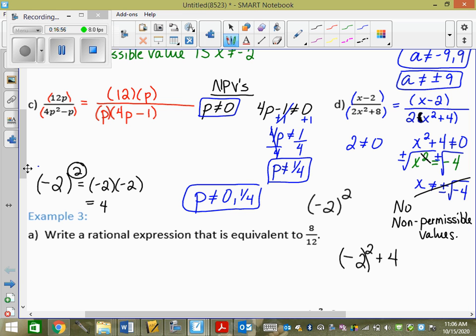a positive. So whenever you actually have an addition of squares, you don't get a non-permissible value. Because there's nothing that I can do here to get a negative, to get that 4 to go away, right? Because no matter what I put in here and I square it, it's going to become positive. Anything positive plus 4 will never turn into a 0. So addition of squares never gives NPVs. You might want to write that yourself down.